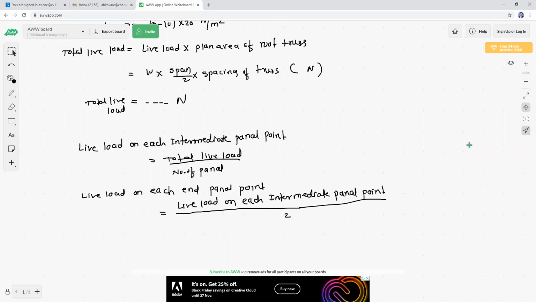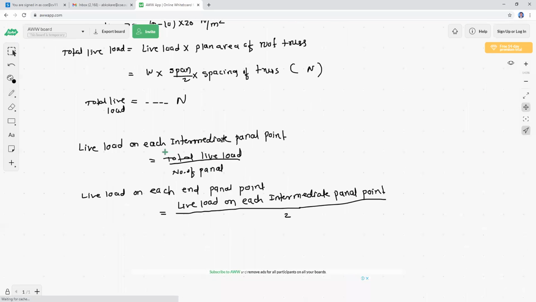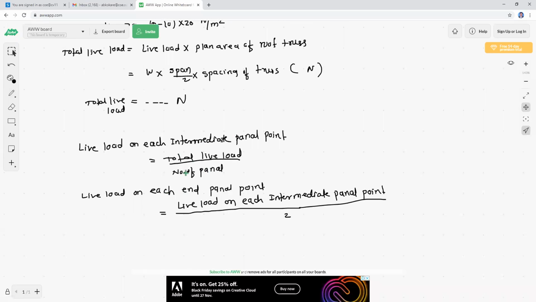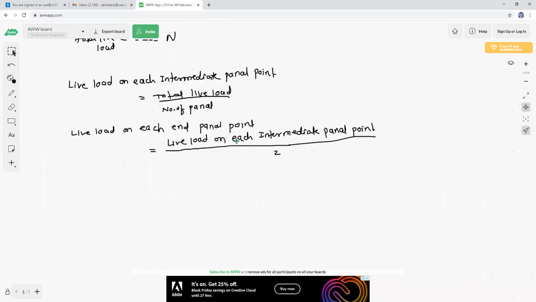So in this way we can do the live load calculation. First we have to calculate total live load by using this formula and multiplying by plan area of roof truss. Then we have to calculate the live load on each intermediate panel point and live load on each end panel point. So where are these intermediate panel points and end panel points?